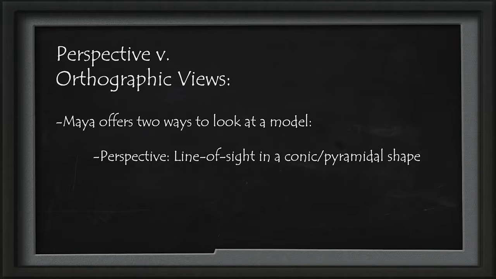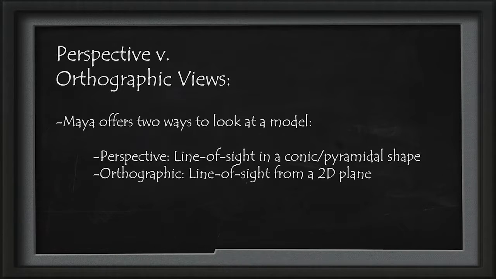Now the second view, and probably the one that a beginner is less familiar with, is the orthographic view. Now this is a line of sight that projects from a 2D plane as opposed to a single point, which is weird to think about, but has a wide range of applications in both 3D modeling programs such as Maya and CAD programs for engineering. And to help demonstrate the differences between these two perspectives, I prepared a little diagram for you.